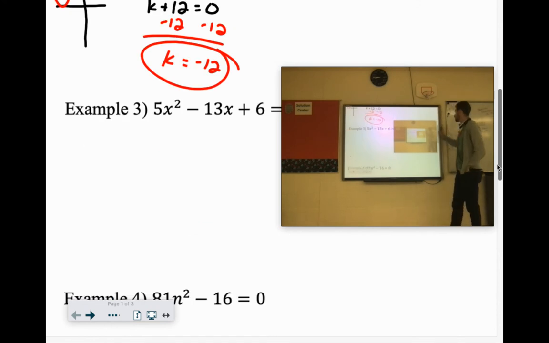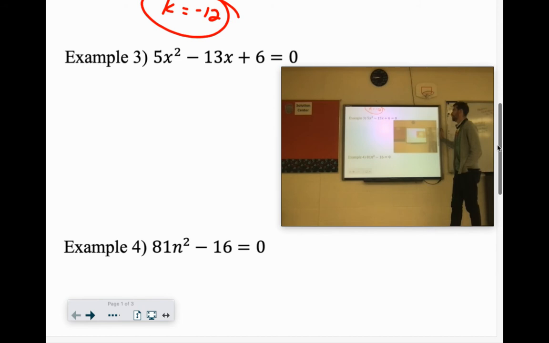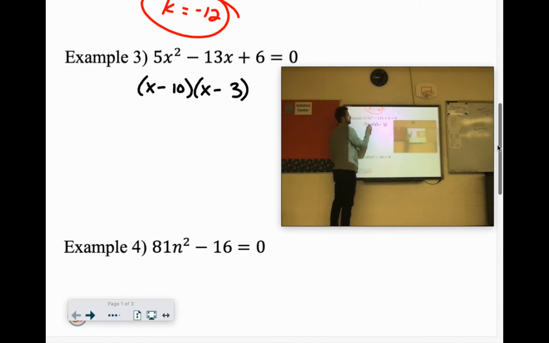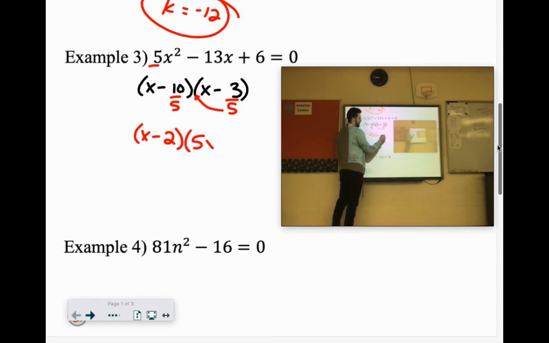5x squared minus 13x plus 6. This is a little more complicated to factor. So, common factor, no. 5 times 6 is 30. Factors of 30 that add up to 13 will be 10 and 3. So it would be x minus 10 and x minus 3. But don't forget, we have to try to divide them by that first term, 5. So this would be x minus 2. And then this one, you kick the 5 to the front. It becomes 5x minus 3.